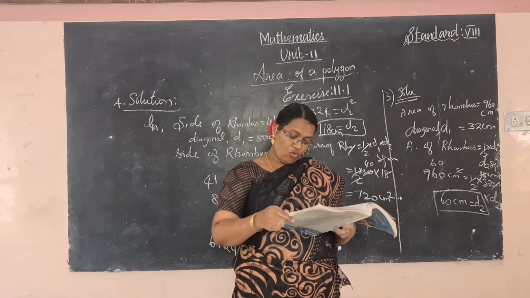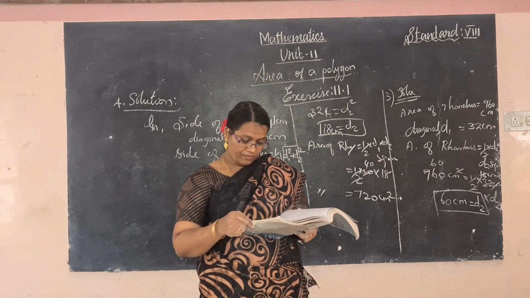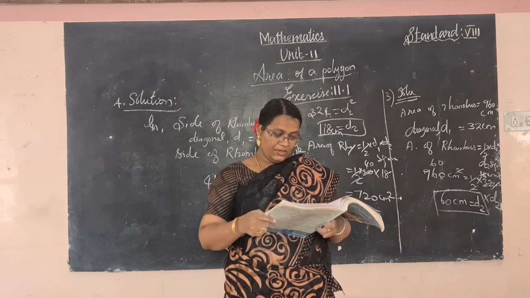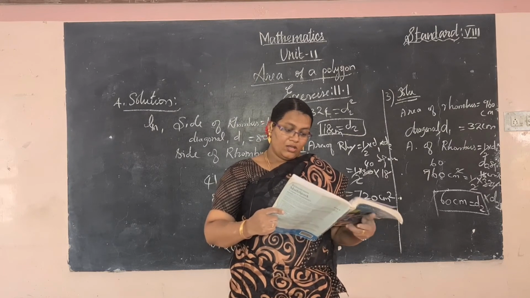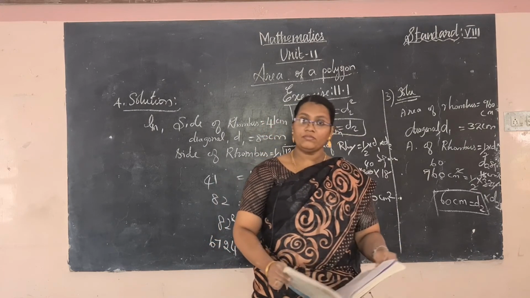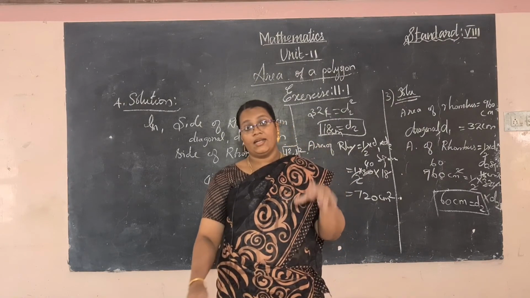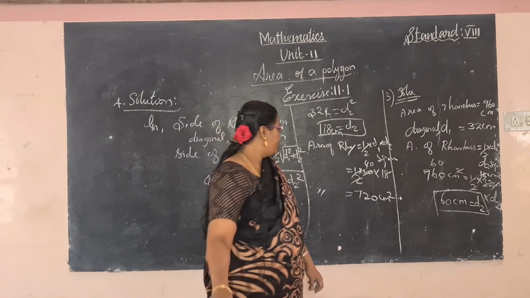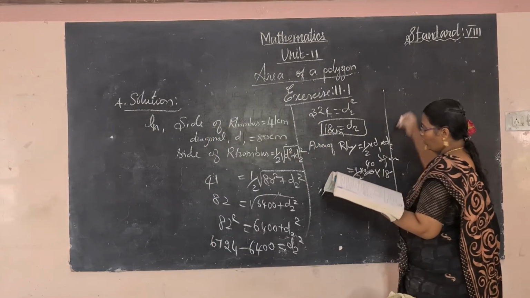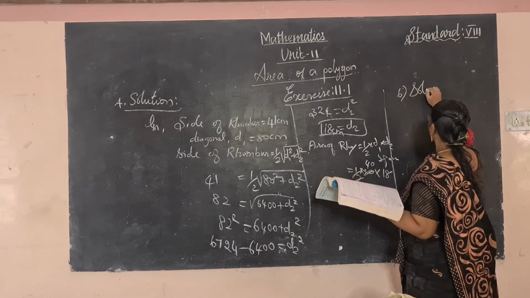So trapezium formula, half into. What is the formula for the trapezium? Half into, diagonal, no, height, is it? Height into A plus B. Okay, square unit. Which one? Sixth problem, is it? So what are the data given?